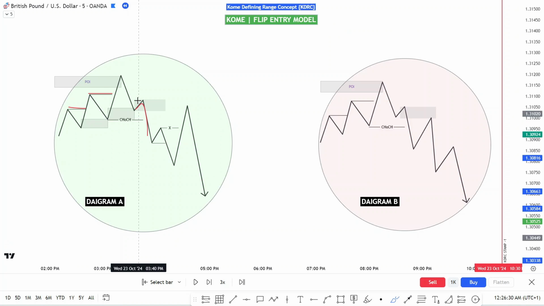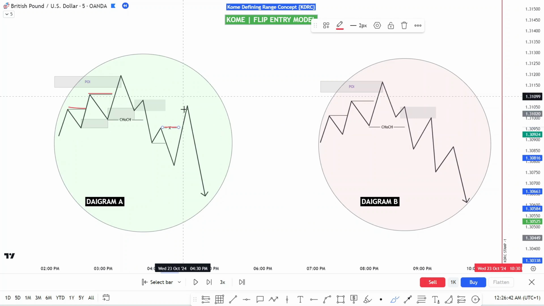Okay, so supply flipping the demand. So demand going to the upside, supply coming to the downside. So that becomes our flip zone. So immediately inducement has been taken, the next thing that we're looking out for is a flip zone. So in this case, this is where we now enter our trade.